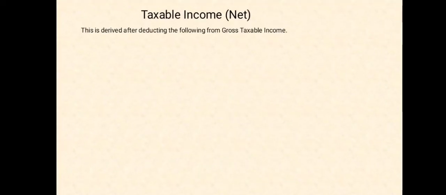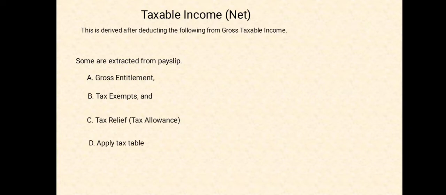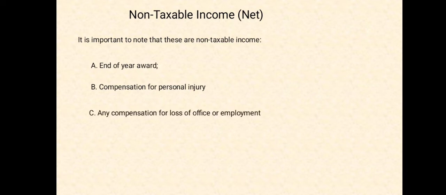Taxable income, net. This is derived after deducting the following from gross taxable income. Some are extracted from the payslip. A. Gross entitlement. B. Tax exempt. C. Tax relief or tax allowance. D. Apply tax table. Non-taxable income. It is important to note that these are non-taxable income. A. End-of-year award. B. Compensation for personal injury. C. Any compensation for loss of office or employment. D. Medical and dental expenses incurred by employee.